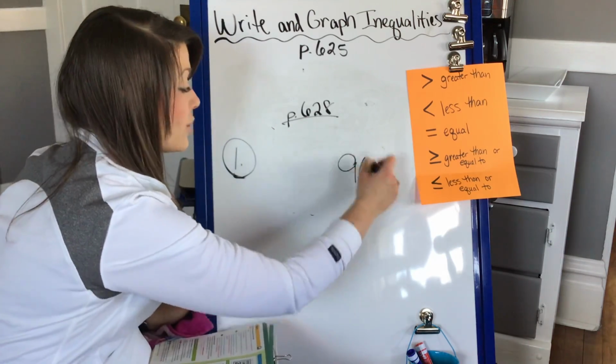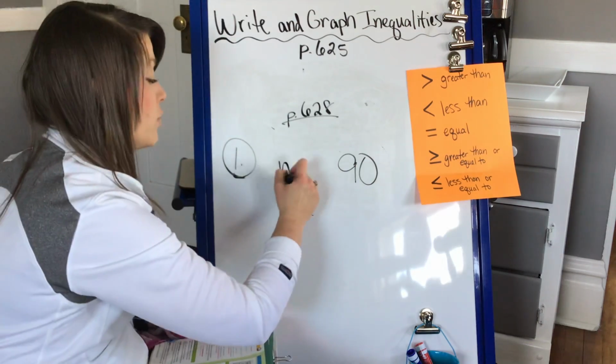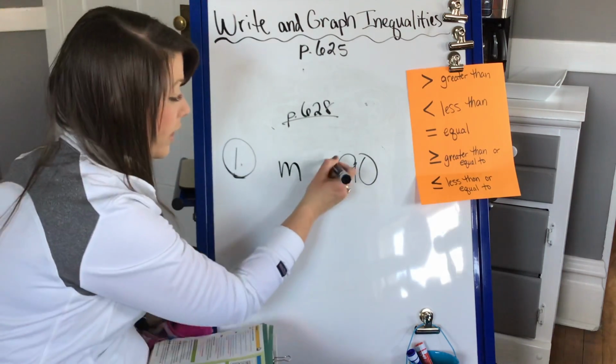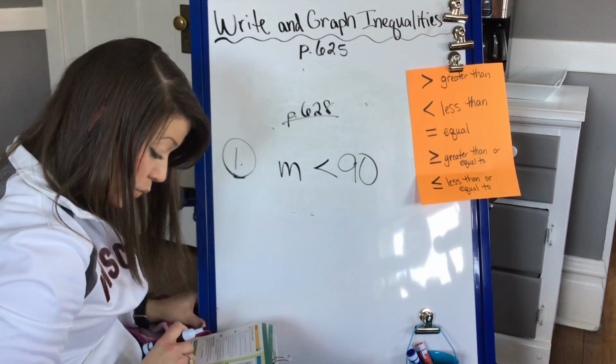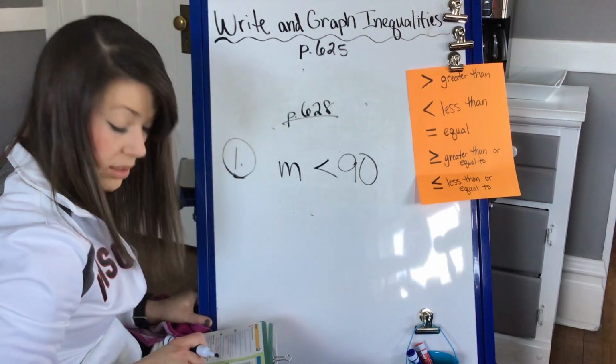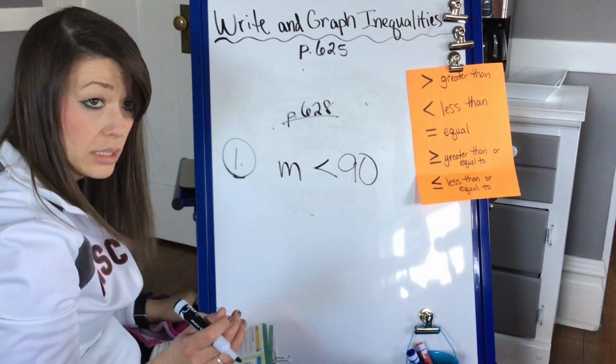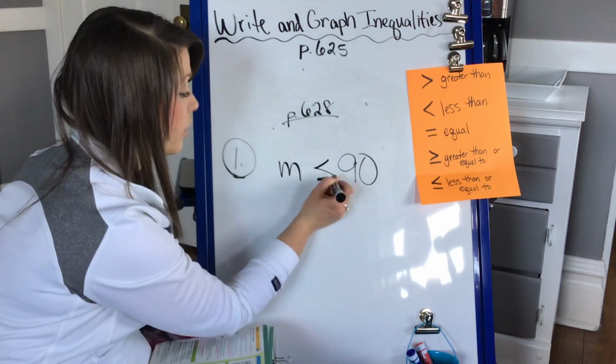So 90 minutes is going to be the maximum. So my movie can't be more than, so it has to be less than. But now we have to think, does it include 90? The movie will be no more than 90 minutes in length. Could it be exactly 90? Yeah, no more would mean it would also include it.